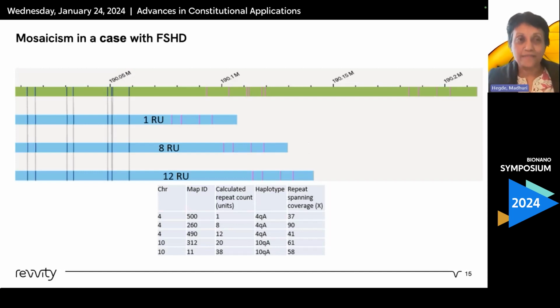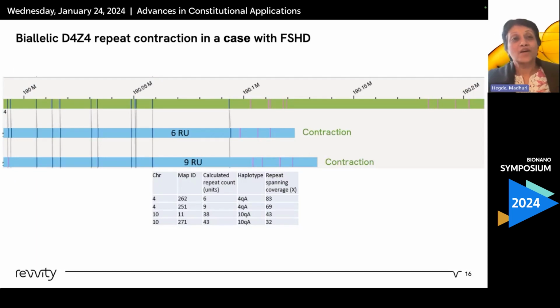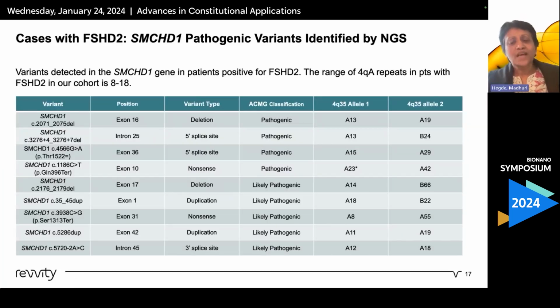this particular case. Going on, as I already mentioned, we are talking of an autosomal dominant condition here, but in this particular case, we were able to detect biallelic D4Z4 repeat contraction, and what you see here is 6 repeat units and 9 repeat units, again on the permissive 4qa allele, that is then pointing towards FSHD1. Now let's move on to FSHD2.